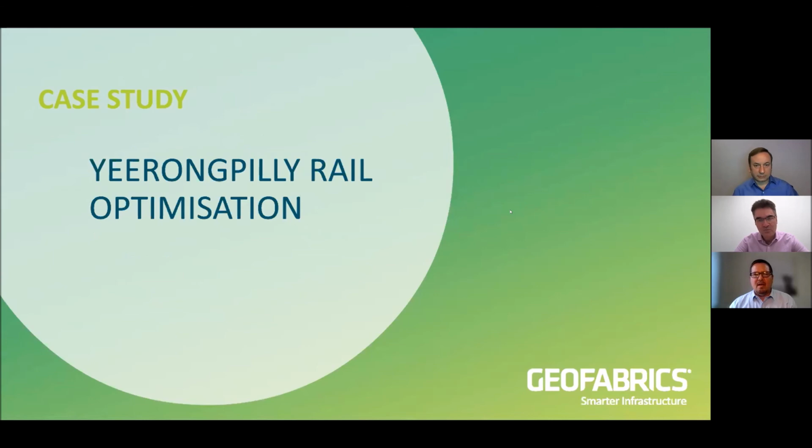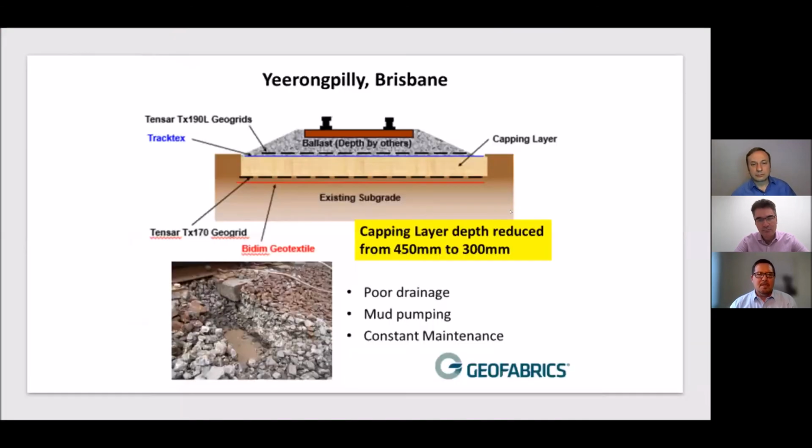They had a very poor performing section of track for many years. When we were approached by Queensland Rail, the conditions and certainly the concerns were the poor drainage, the mud pumping, and the constant maintenance. They had significant maintenance cycles in 2003, 2005, 2006, 2011, and 2013, and then approached us in 2015 to put forward some geosynthetic options for their consideration.